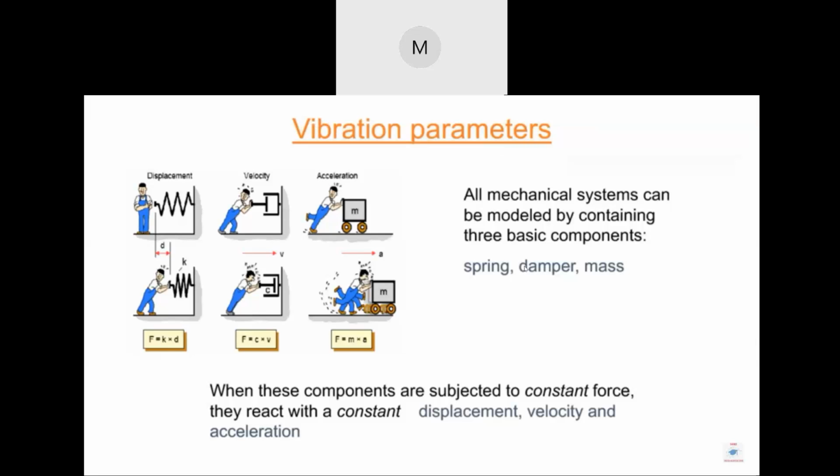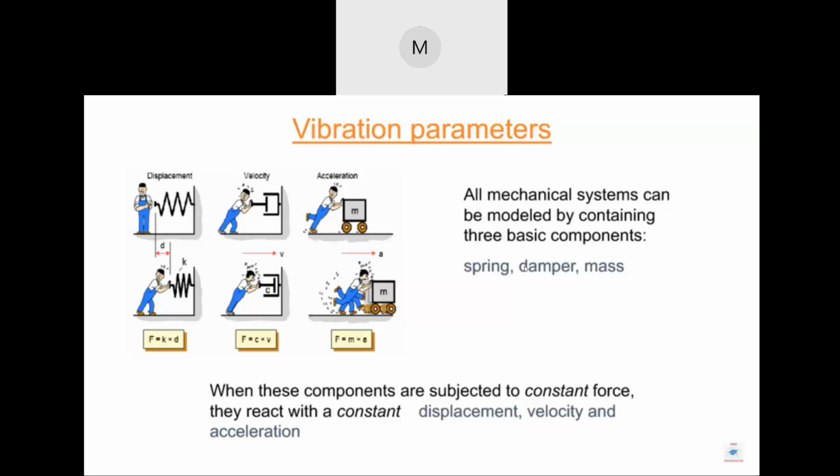Secondly, one damper is there. If I apply some force on that damper, there will be some velocity of that damper. Therefore, I can get one equation, F is equal to C into V, where F is applied force, V is velocity with which I have applied that, and C is damping coefficient.